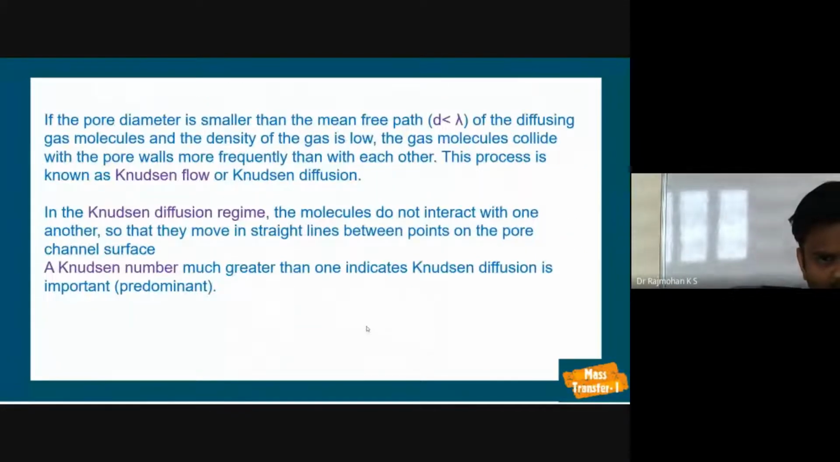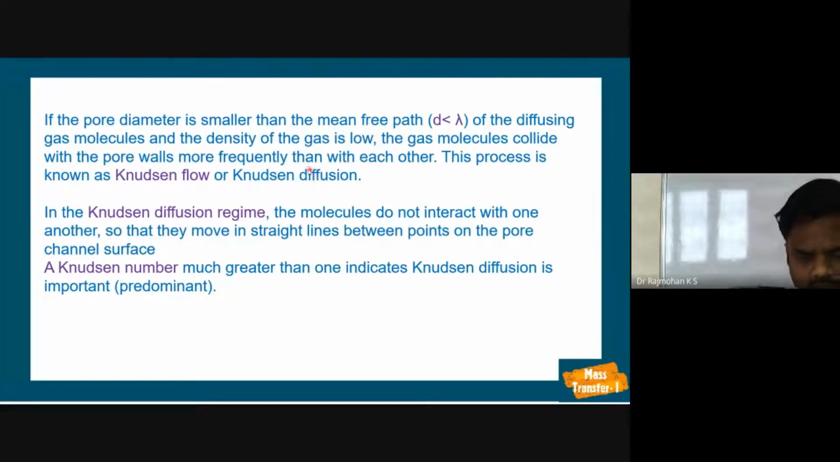So this Knudsen diffusion actually takes place when the pore diameter is less than the mean free path lambda of the gas molecule diffusing, and if the gas has a lower density, the gas molecule will collide with pore walls more frequently than with each other. This process is known as Knudsen flow or Knudsen diffusion.